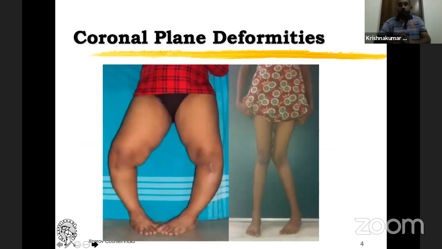So these are the two common deformities that you see when you are dealing with coronal plane, that is the varus and the valgus deformity. So we'll be focusing on varus and valgus deformities of the lower limb.